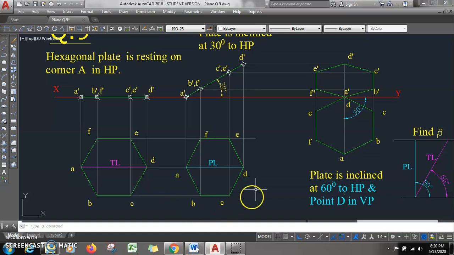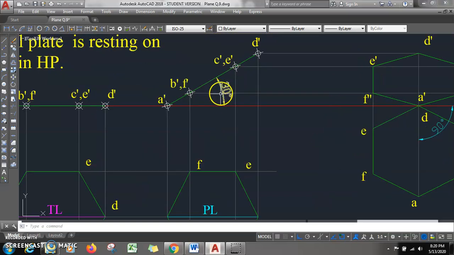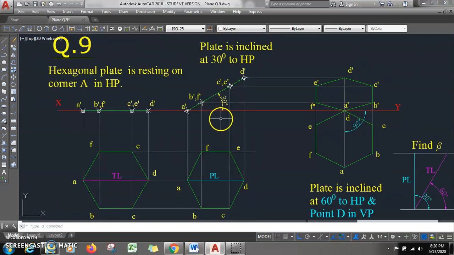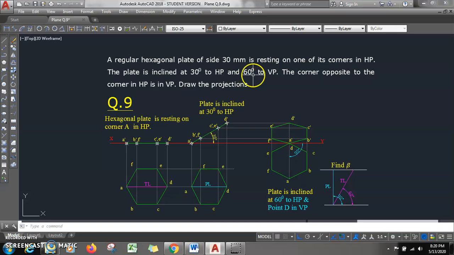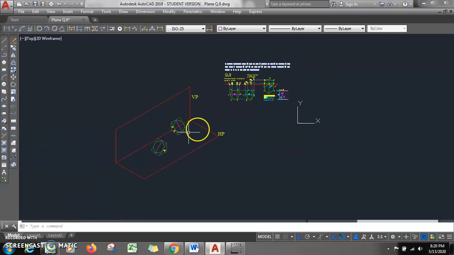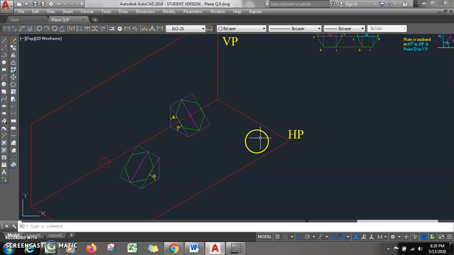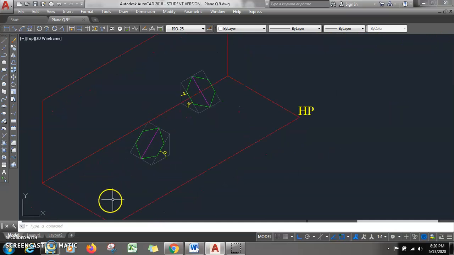In the second condition, you see point A is the resting point, and at the same time the surface makes an angle of 30 degrees. Here the surface makes an angle of 60 degrees with VP. This is the case where theta plus phi of the plane is equal to 90 degrees. Initially, this is HP and this is VP, and the complete plane is in HP.